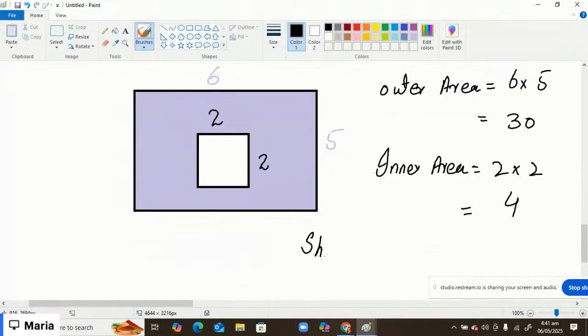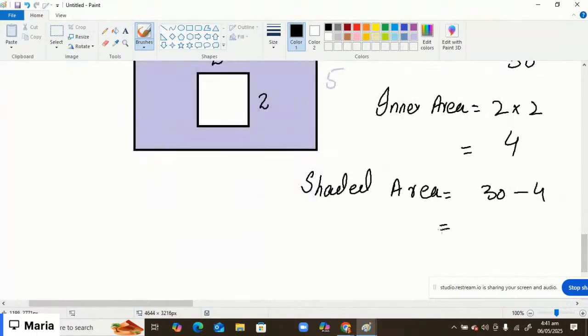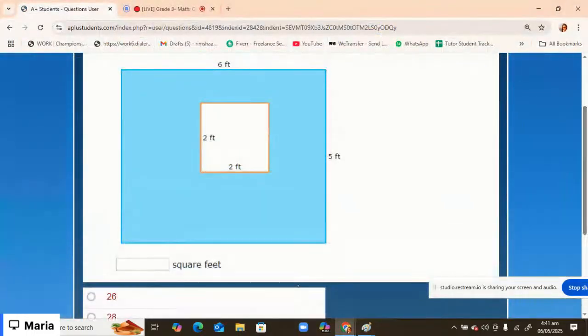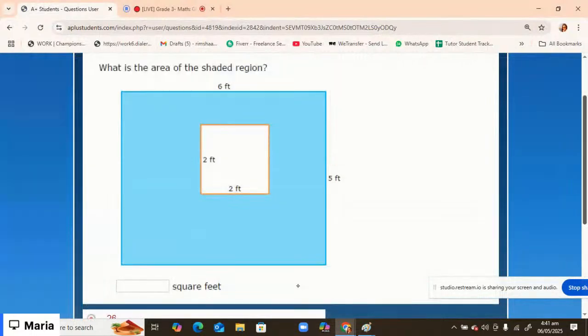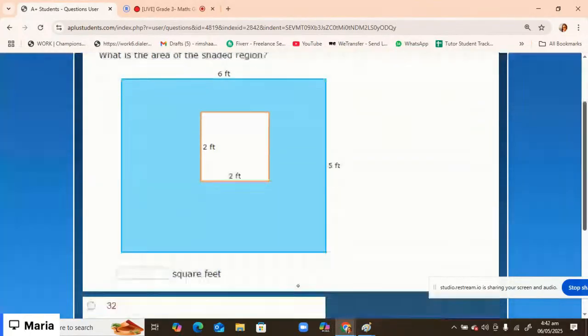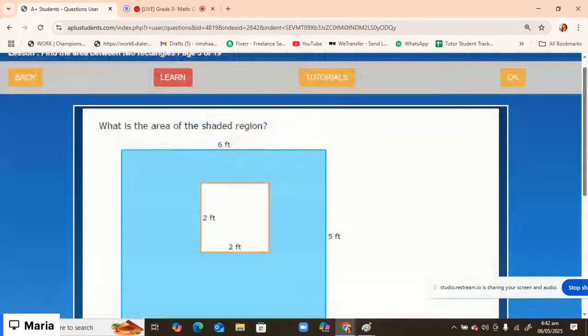Now the shaded area, that is 30 minus 4. And now the answer is 26. Let's see, is there any option for 26? Yes, it's on here. This is the right answer. No, everyone check it out here.